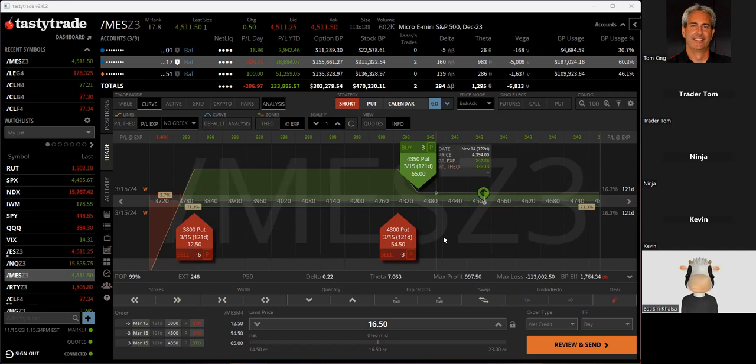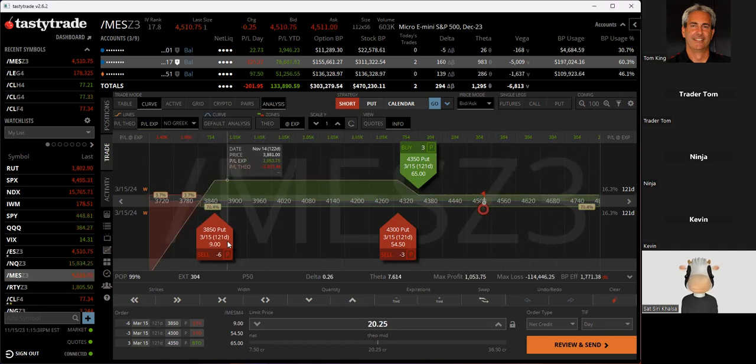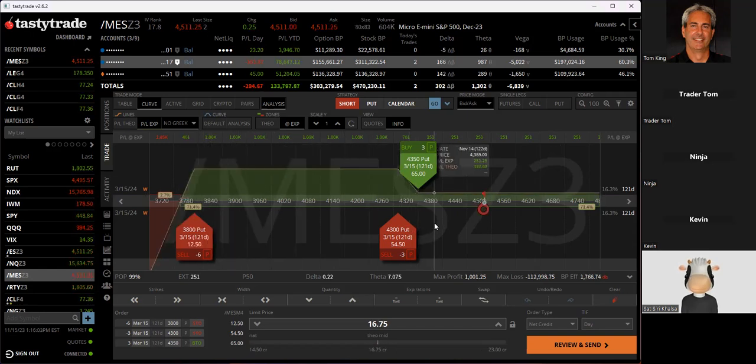It's probably a little light on return. I'd probably pull this put up fractionally higher to maybe 38.50 or so, because 304 on 2070 here is still about 15%, still just okay. And that 15% in 4 months is over 3% a month, so it's still not bad. So this is our trade on MES.